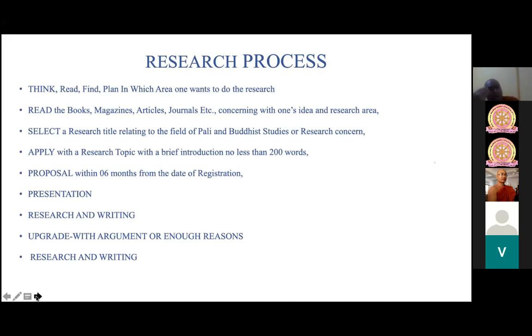Okay, then after upgrading, you have to research again, and you have to write to complete your research title as a PhD. Upgrading from MPhil to PhD. You can upgrade it, but you must give enough, strong reasons. And also, not only that, there are some other requirements. I will discuss them in the next slide.